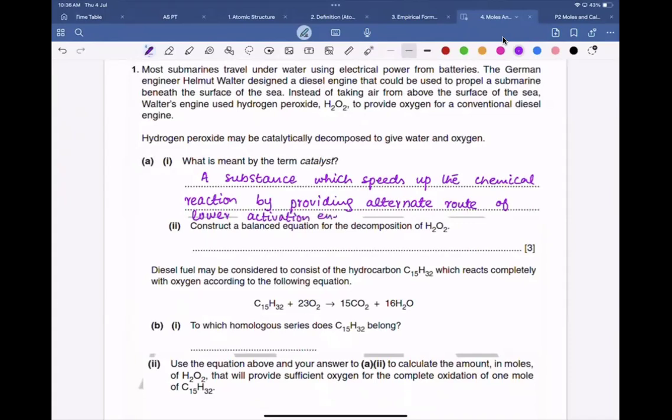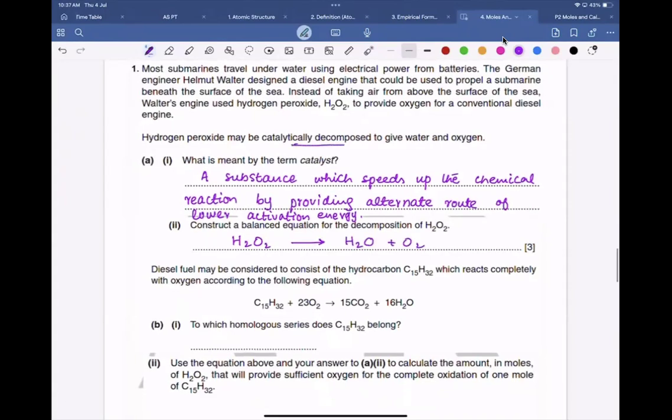Okay. What equation did you make in A1? H2O2 equals to O2 plus H2. H2O plus O2, very good. See, they have mentioned over here that it is catalytically decomposed to give water and oxygen. So this is the reactant and these are the products. Okay, how will we balance this equation, Alishma?